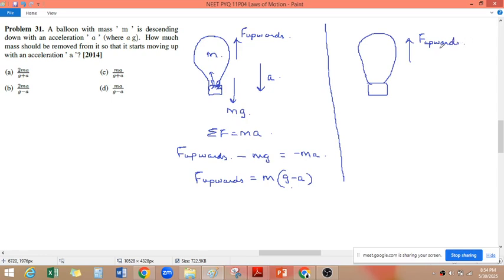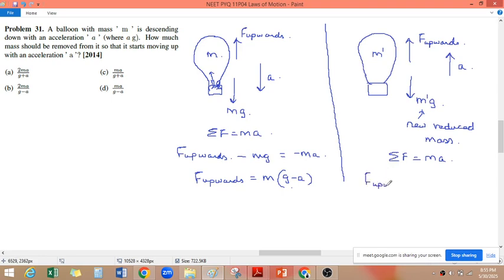There is no change in the F upwards or in the engine. So that means the engine is still going to give you the same force. But now the mass has been changed, so I'm going to call this m dash. This is a new, reduced mass. Acceleration a. So read the question. Moving up with an acceleration a. So this is what we want. That means do the same thing. Most important formula in mechanics, sigma F is equal to ma.